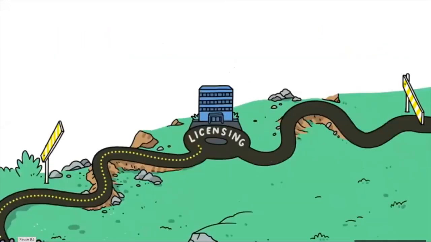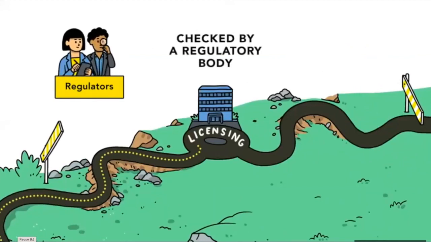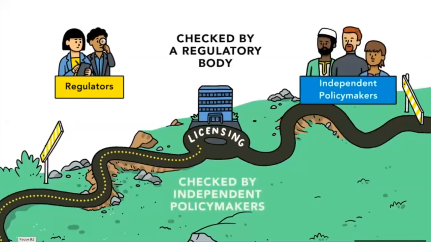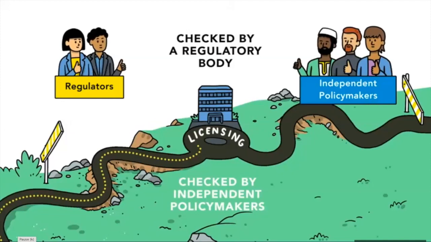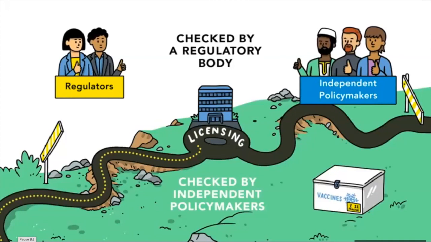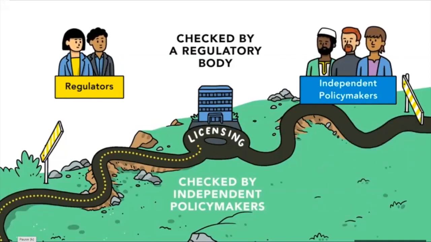If the answer is yes, the vaccine is independently assessed by regulators for effectiveness, safety, and manufacturing quality. It is also assessed by independent policymakers who determine the best way to use the vaccine. If the assessment meets the regulatory standards, the product can be authorized for use, and the vaccine is then ready for licensing and registration. Once that happens, the approved vaccine can be used in the population.